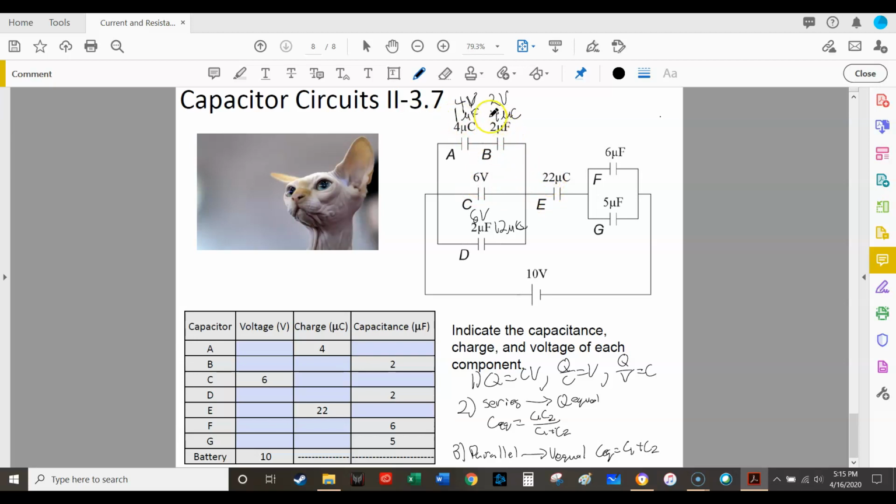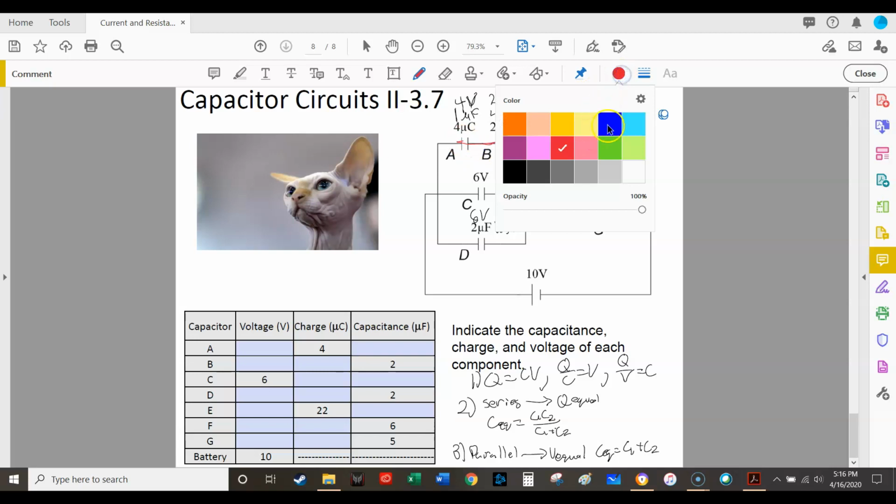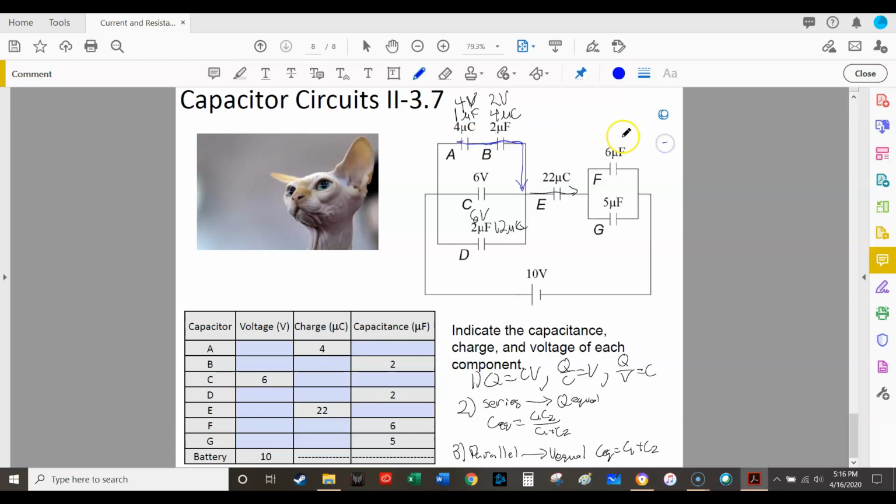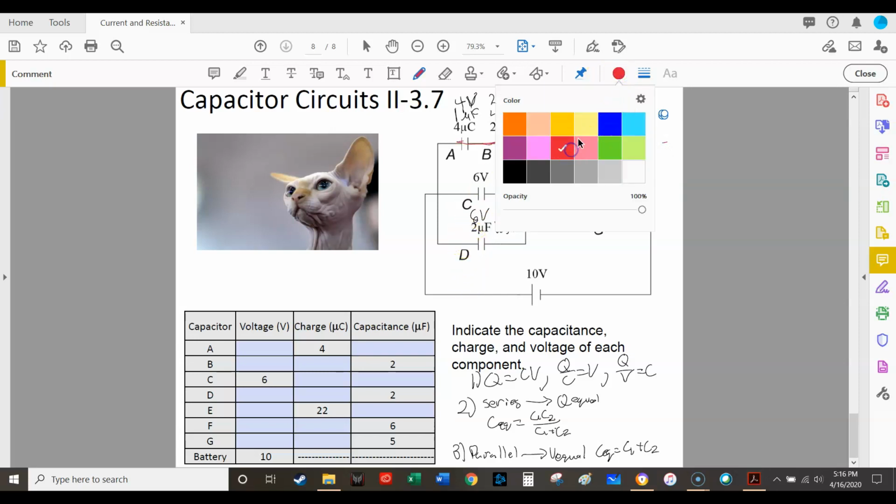So now we have that. We have to start thinking now if we're going to get the capacitance through this. Well, we know 22 microcoulombs is going through there, right? And we know 4 microcoulombs is going across these two guys.